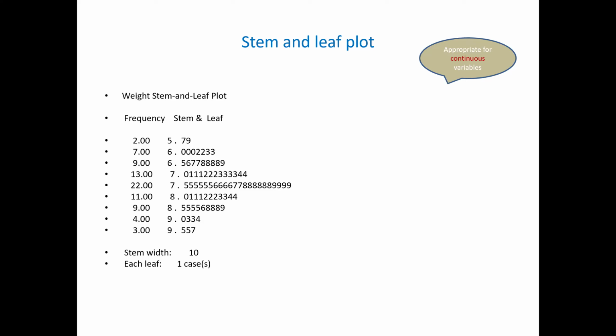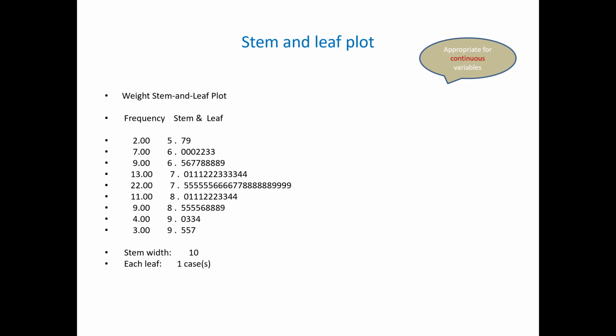If we are talking about height, whether centimeter or meter, you usually have 3 digits, say 1.56, 1.72. That last digit will be the leaf, and the first two digits will be the stem. Then let me tell you now for this weight.